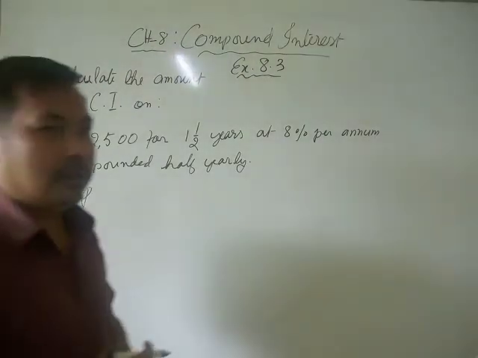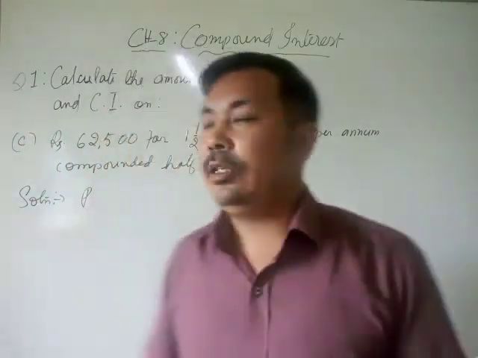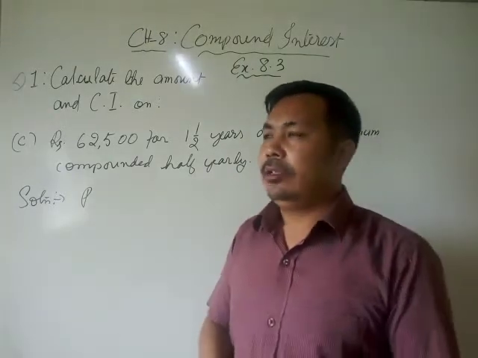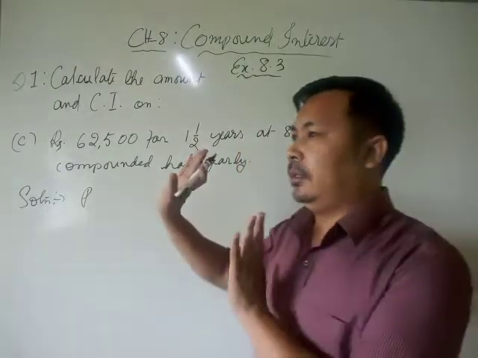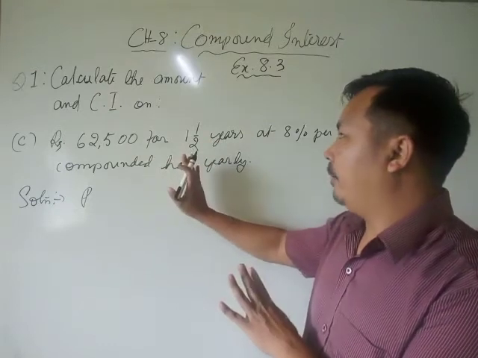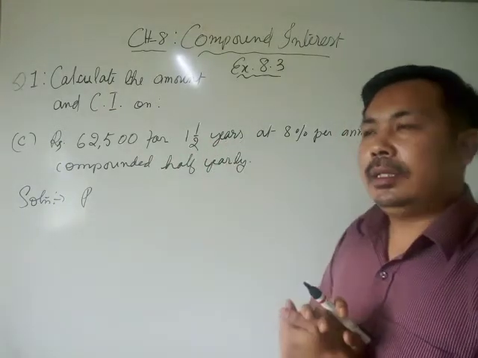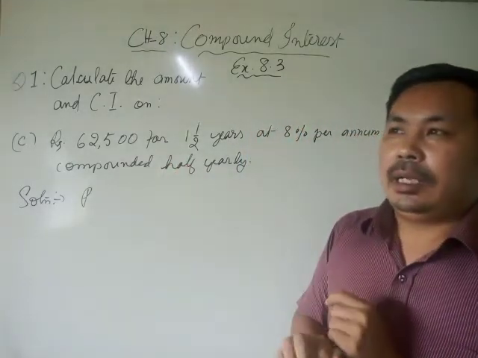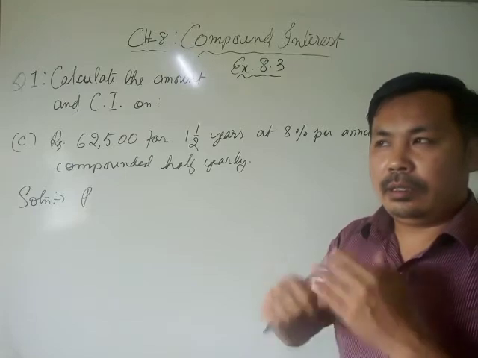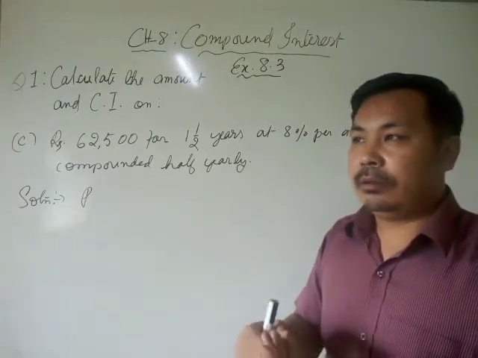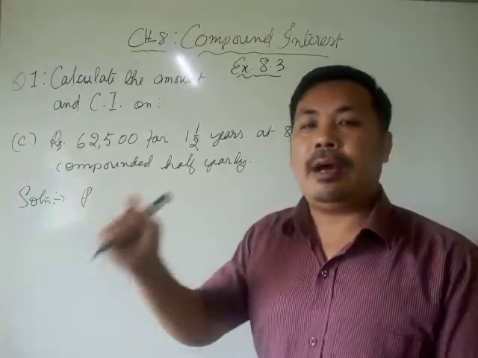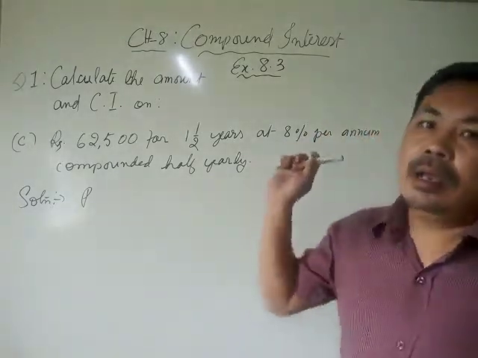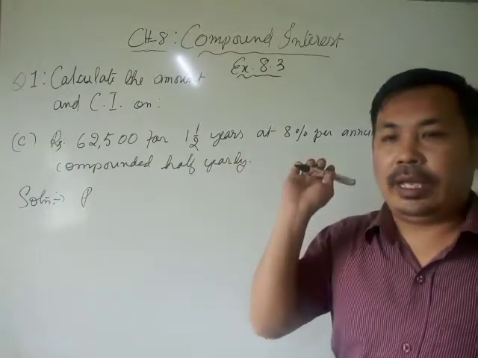So my dear student, next question, question number C. In question number C, you see it is a different one. It is compounded half yearly. For yearly, we will take the given time, but here the time is given as 1.5 years. But the calculation of the compound interest should be half yearly, every half year, not annually. Okay, clear?